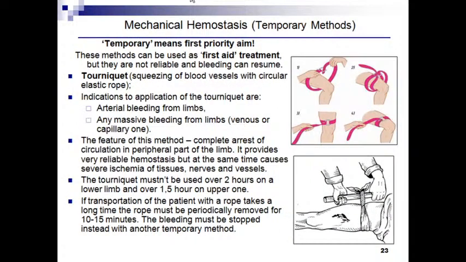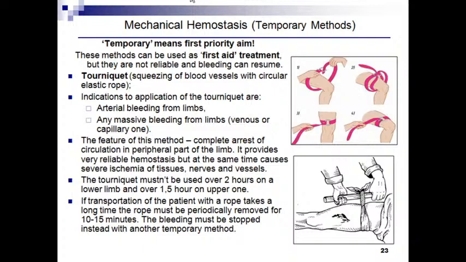Mechanical hemostasis. Application of mechanical methods. Mechanical factor means handling the injured blood vessels. Temporal methods means first priority aim. This is pre-hospital management. You can use application of a tourniquet, a squeezing of blood vessels with a circular elastic rope. Indications for application of the tourniquet are arterial bleeding from limbs or any massive bleeding from limbs from other blood vessels, from venous or capillaries.